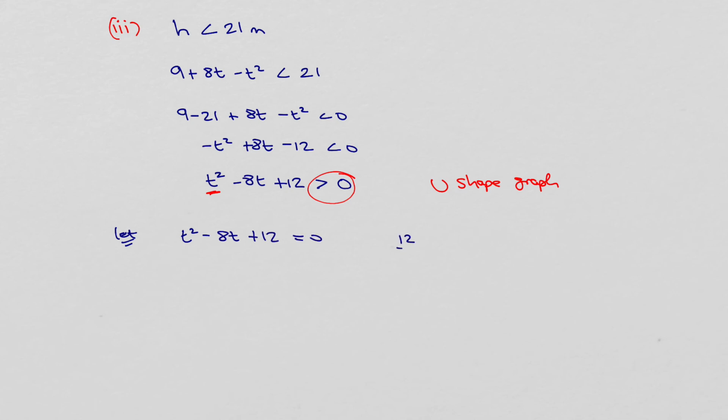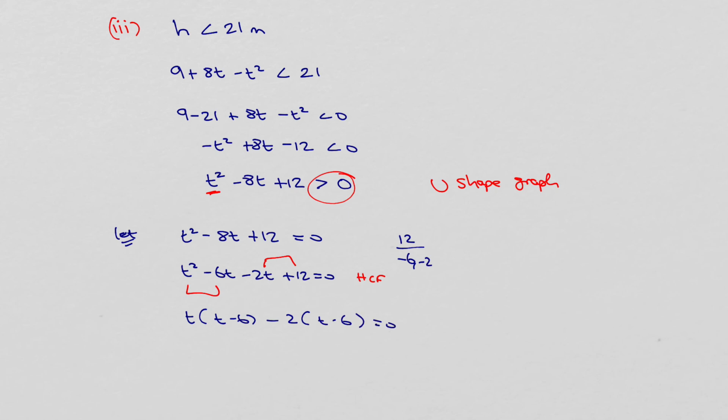So factors that multiply to give you 12 and add to give you minus 8 must be minus 6 and minus 2. So that's t squared minus 6t minus 2t plus 12 equals 0. Take out the highest common factor between the first two and the second two. So that gives me t minus 6. And then take out minus 2, which gives me again t minus 6. So these brackets are the same. So therefore my highest common factor is going to be t minus 6. That leaves me with t minus 2 is equal to 0. So t minus 6 equals 0 gives me t equals 6, or t minus 2 equals 0 gives me t equals 2.